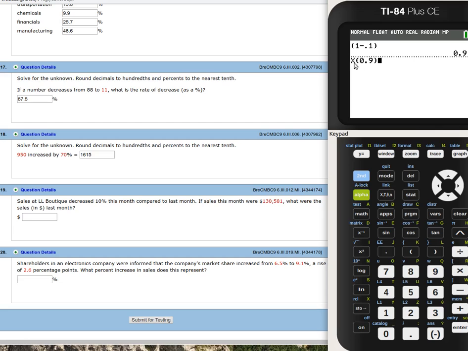So in order to solve for last month's sales, we need to just divide both sides by 0.9. So we actually need to do 130,581 divided by 0.9. And maybe it would help you to write that equation out. But we will end up getting 145,090. That should be last month's sales.